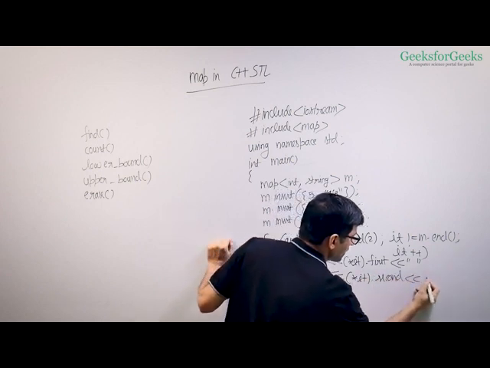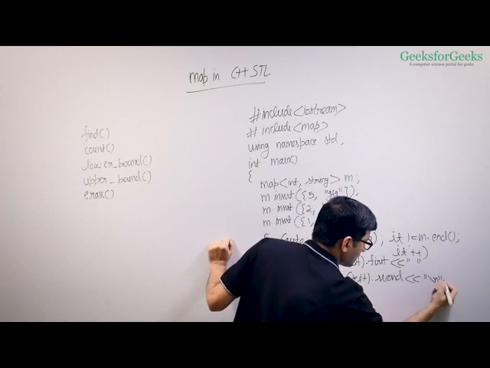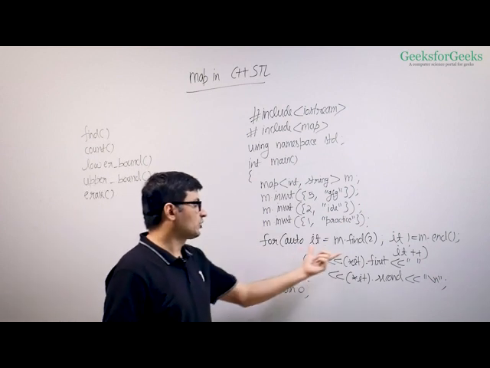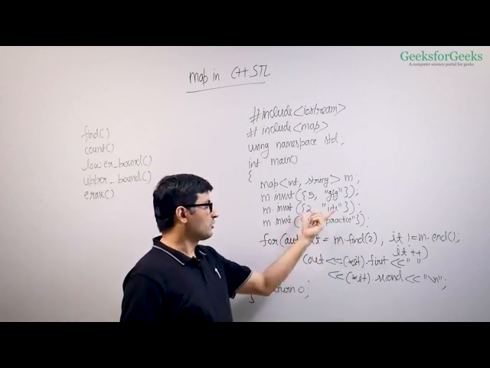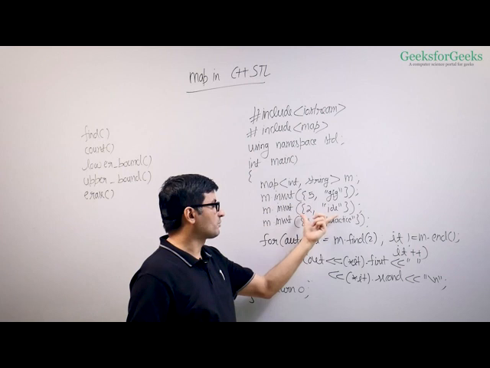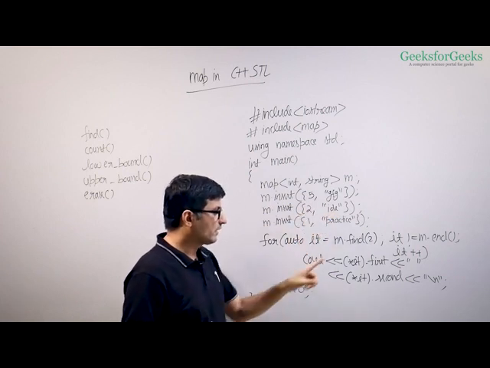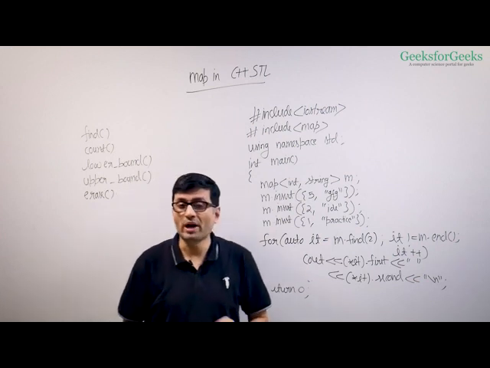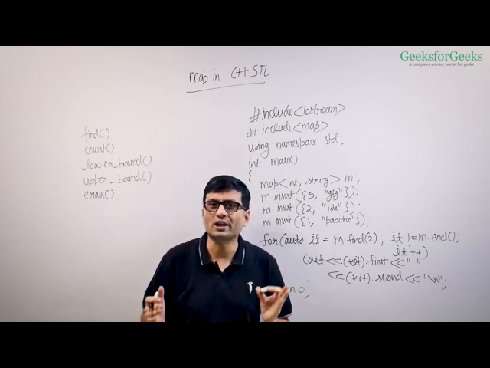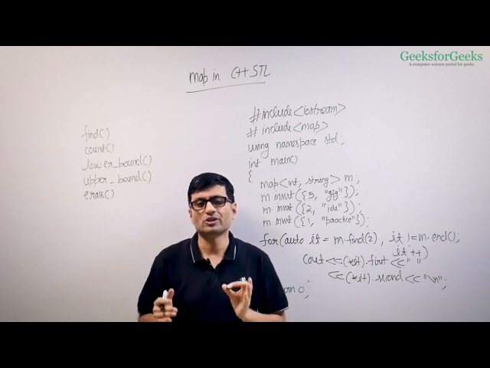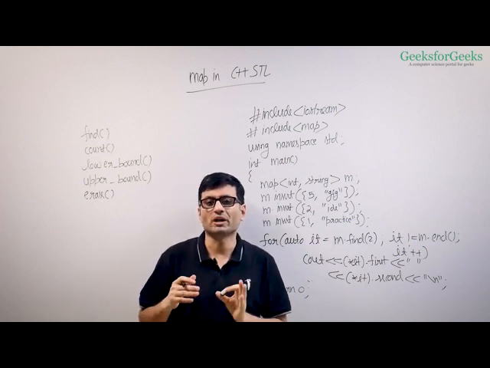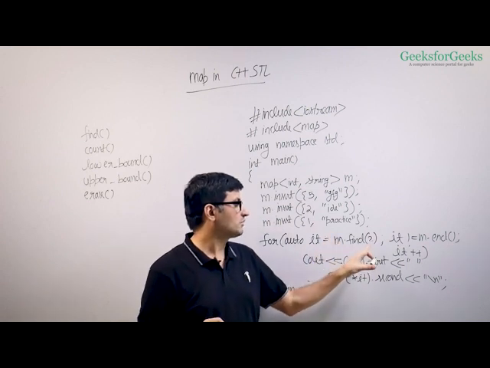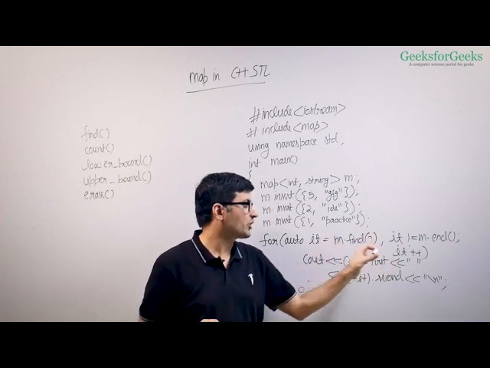And let's put a new line after it, \n. So what is the output of this program? We find 2 here, 2 is found, so we get the iterator pointing to this element. Now we begin from this and traverse in the map. So map always has values in sorted order. So you begin from a value, and if you have stored in increasing order, then it will print all the values which are greater than or equal to 2.